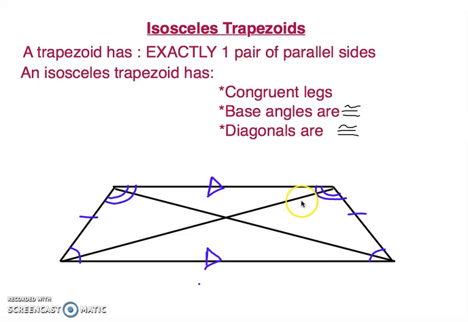One thing you don't want to forget is that when we learned about parallelograms, parallelograms had opposite angles that were congruent. A trapezoid is not a parallelogram, so the opposite angles are not congruent. The two on the bottom are congruent, so these two base angles would be congruent, and the two on the top are congruent. So these two would be congruent, and these two would be congruent.